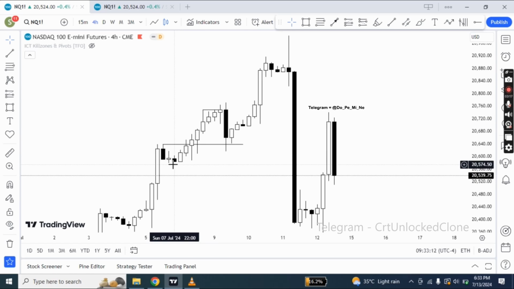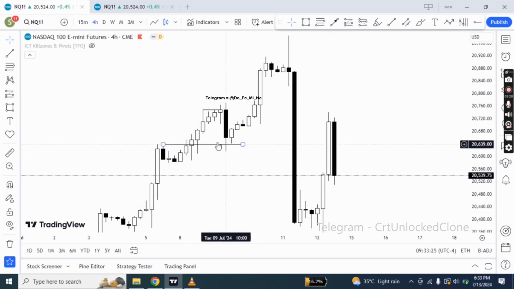Now this candle right here generated liquidity in the form of an FVG. That's why we're going to call it a key level, and this is going to be a key level on the 4 hour for us, right? From which we can expect price to expand higher if it retraces into it, right?